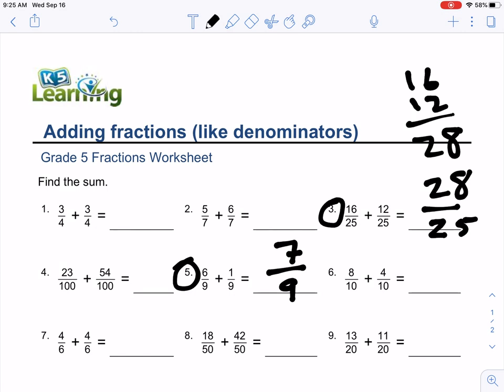Now, you can't divide anything into 25 and 28 other than 1. But we do have a problem, and the problem is that 28 is larger than 25. When your numerator is larger than your denominator, that is called an improper fraction. And so on this next page I'm going to go over what we do when we have that.